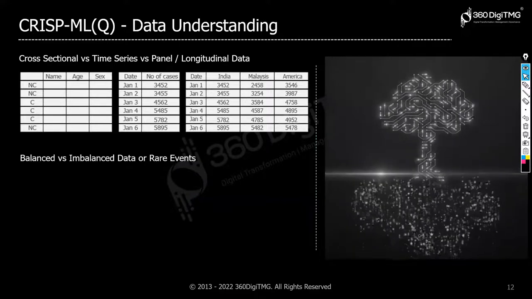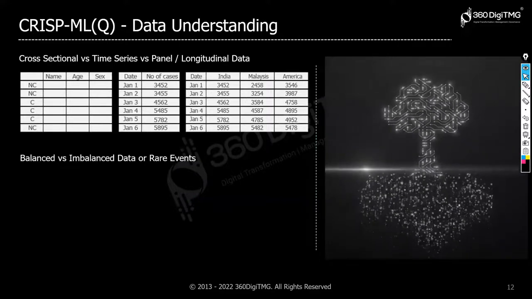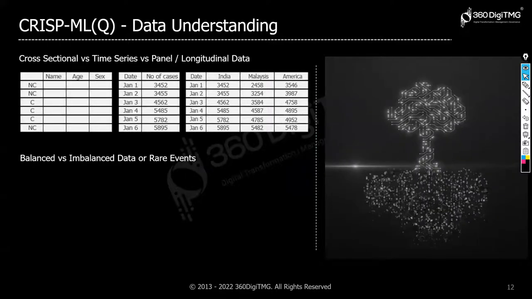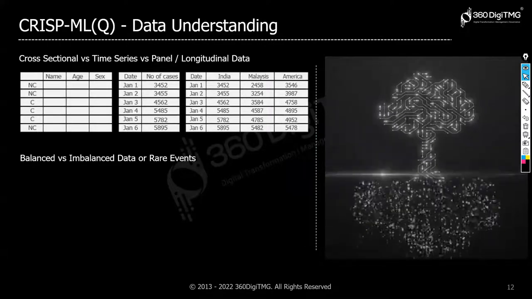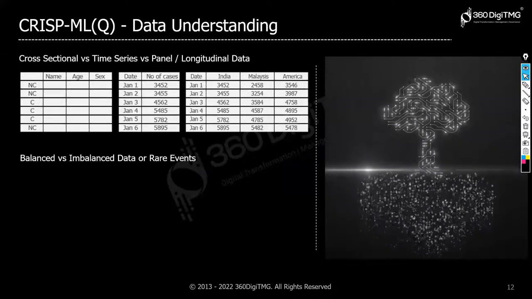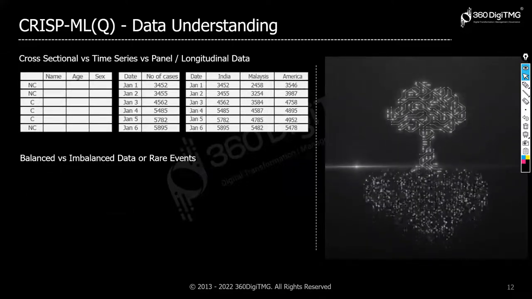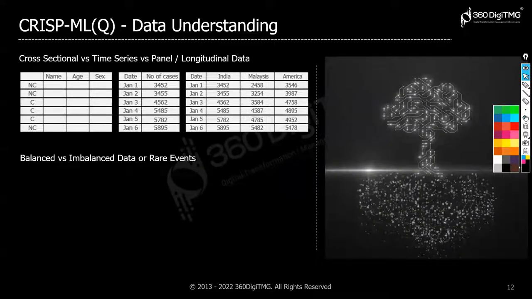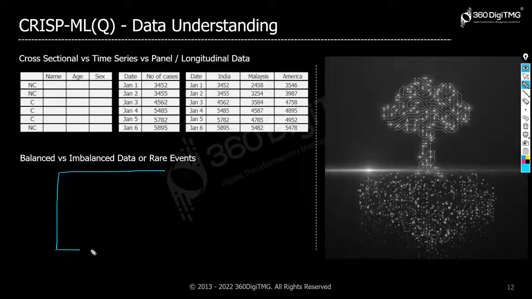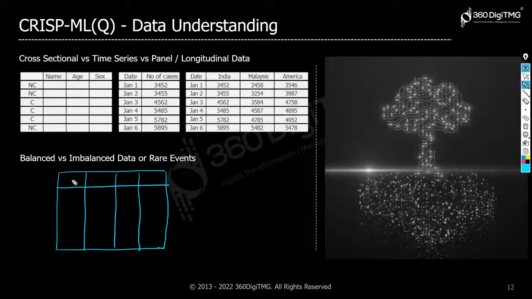Next, we also need to understand the difference between a balanced dataset versus an imbalanced dataset. Let's talk about that. Even before I go to the animation and show you that, let me explain first. Suppose you have a data set, and within this data set you have multiple features. Features are nothing but columns.